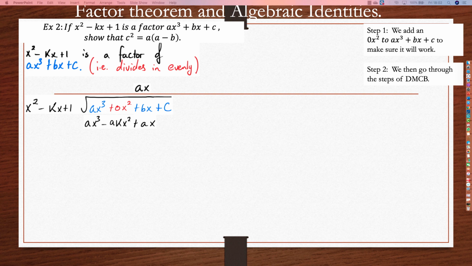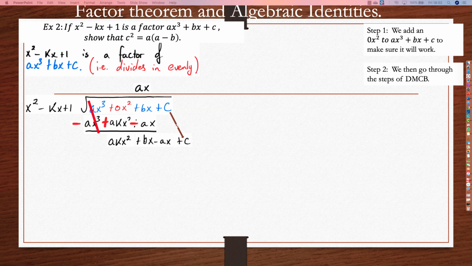Change the sign of your bottom line: minus, plus, minus. Now we do the subtraction. They always knock, obviously. 0x squared plus akx squared is simply akx squared. Bx minus ax is (b minus a)x, or bx minus ax, whichever way you want to do it. You can take out the common x and say b minus a x as well. We'll probably do that in a minute. And then you have to bring down your plus c.